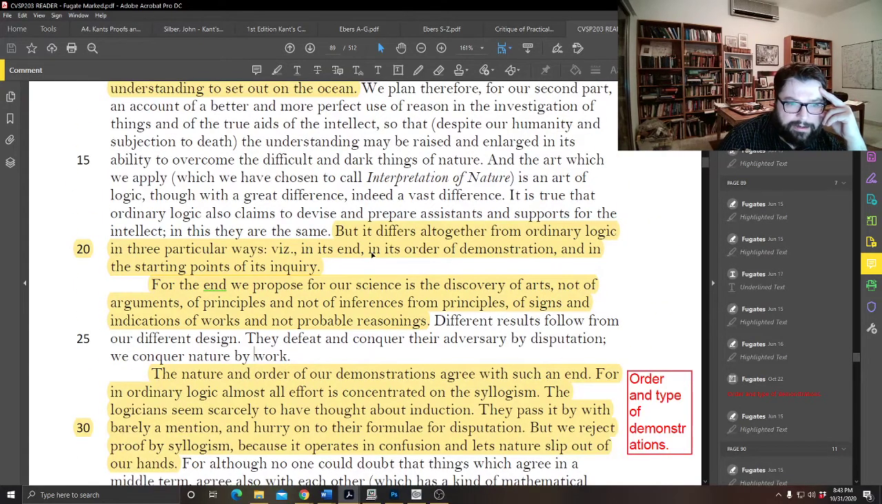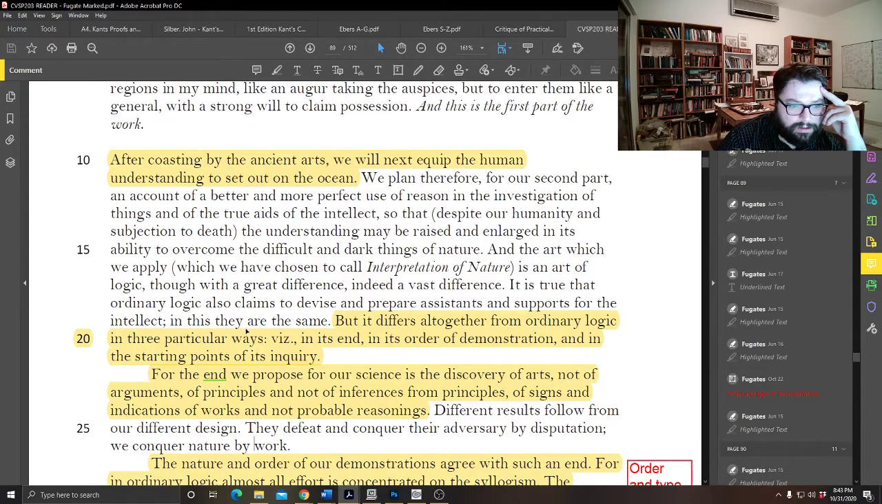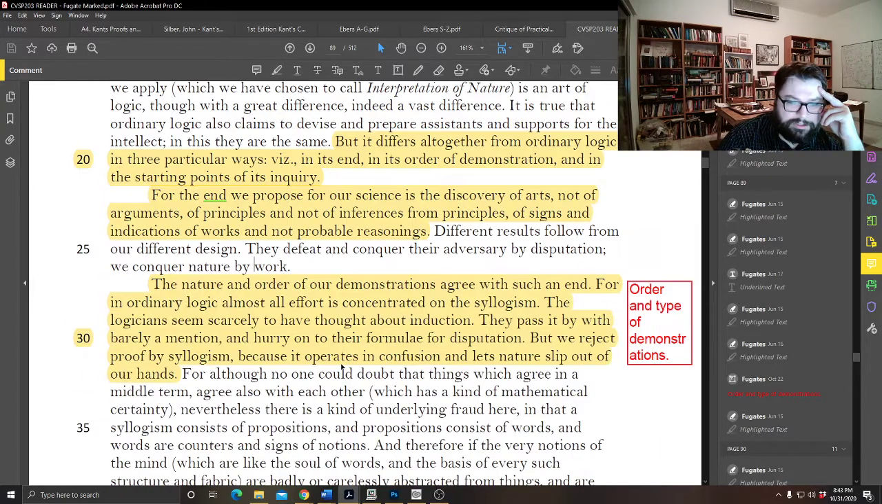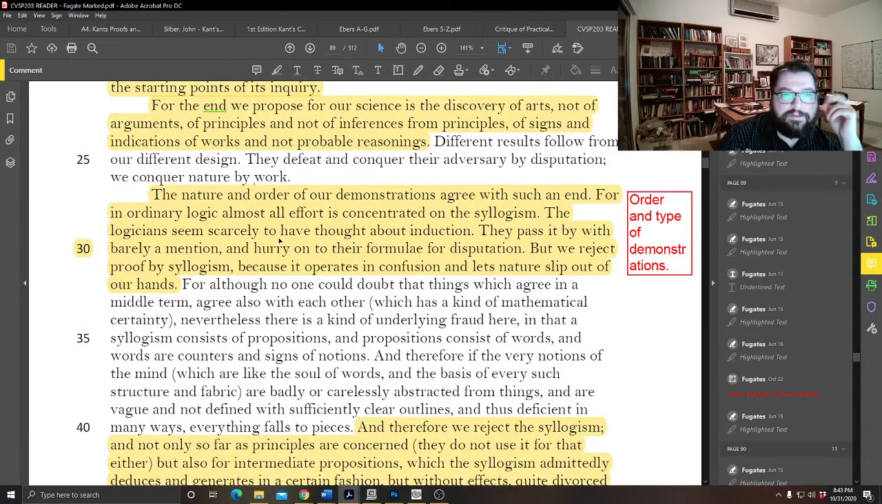Now, he said the end, that was one of the three things, recall. Next is the order of demonstrations. The nature and order of our demonstrations agree with such an end. So from the notion of what the true end of science should be, he's now going to say, well, how should our demonstrations work? Well, they should agree with that end.